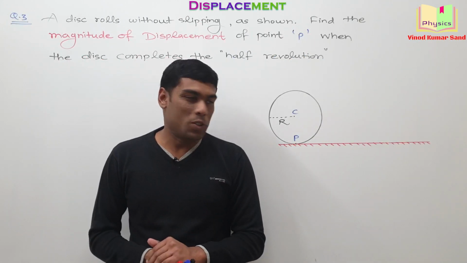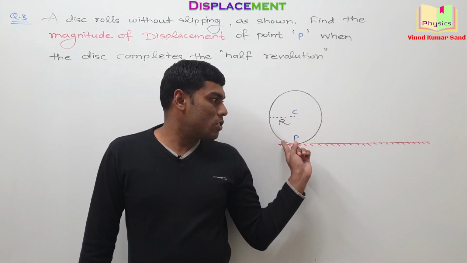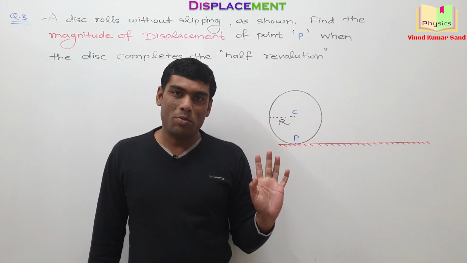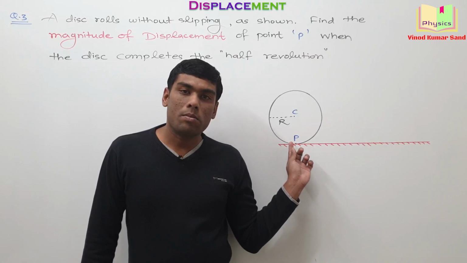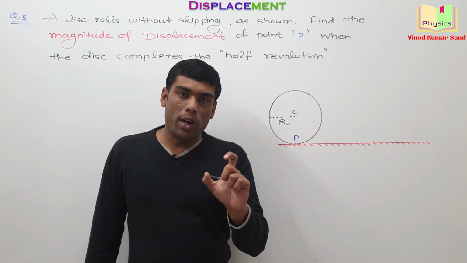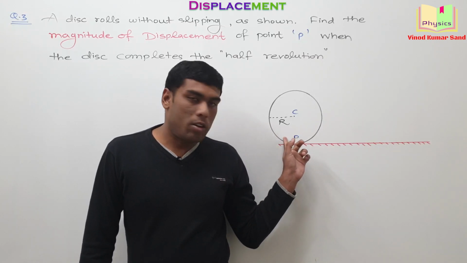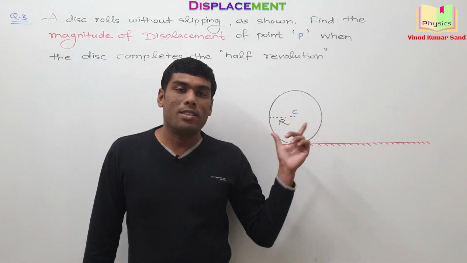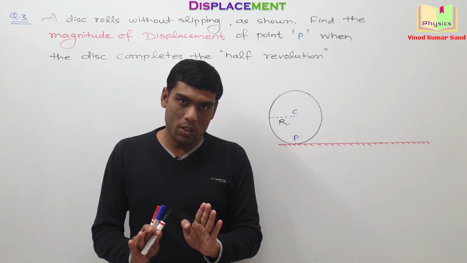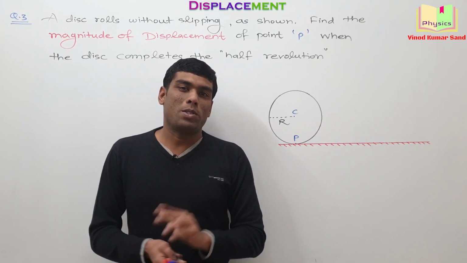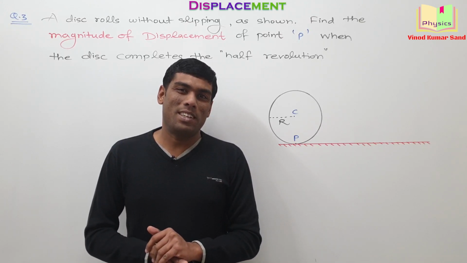Here is the next question. There is a disk which is rolling on a horizontal surface and the bottommost point of this disk is named as P. We have to find the magnitude of displacement of point P when this disk completes the half revolution. Getting the question? If you wish, you may pause here and you can try to answer it.